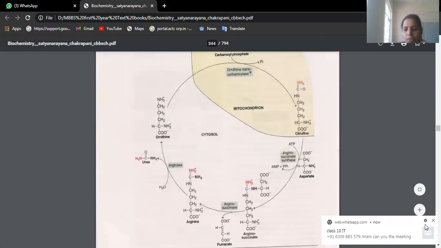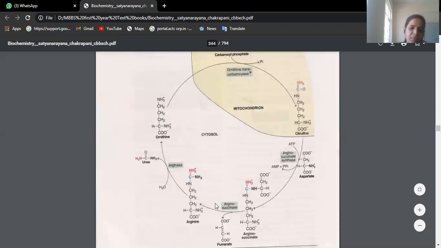Okay, so this is the urea cycle. You should write everything that is given in this cycle, including the enzymes and the substrates, the oxidoreduction reactions taking place during these processes. Everything has to be discussed in detail.